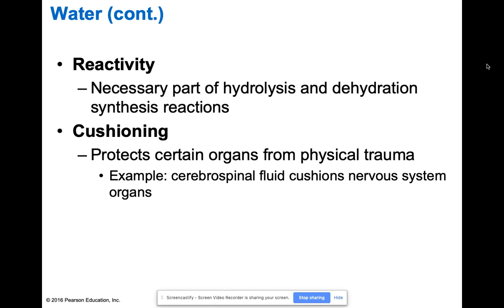And then we talked about cushioning. So it helps to protect your organs from physical trauma. Like cerebrospinal fluid cushions your nervous system, right? Your nervous system, especially as you get older, is very, very vital because it doesn't go through mitotic division anymore. So if you have damage to any of these organs, then it's permanent. So it's very important that we have a cushioning mechanism in order to make sure that they're not just bouncing around on our bones and getting damaged all the time. That's why we have water and cushioning.